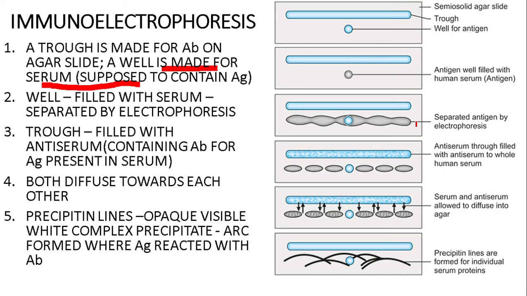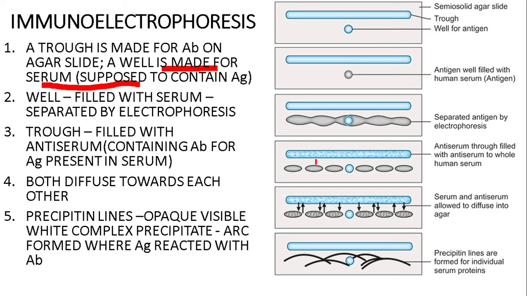So ultimately, the length of the antigen section is as much as that of the trough in which we are taking the antibody. Initially, we took only a few drops of the antigen, but by means of electrophoresis, we separated them and we got a very long band, if the blood sample we added really contained the antigen.